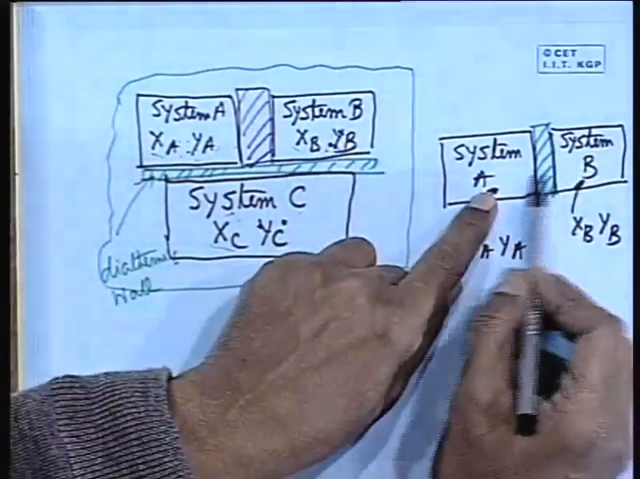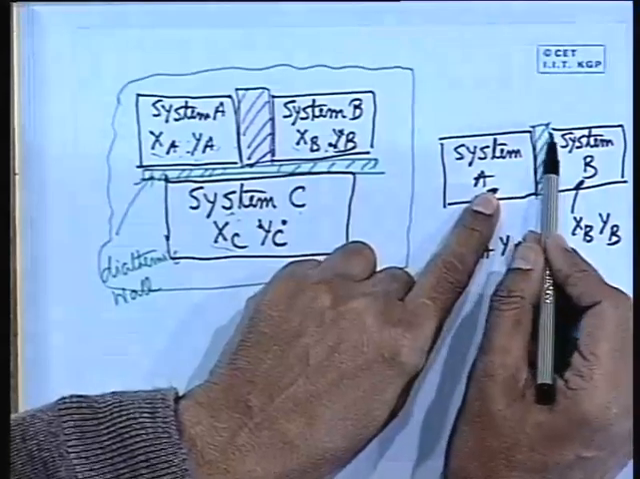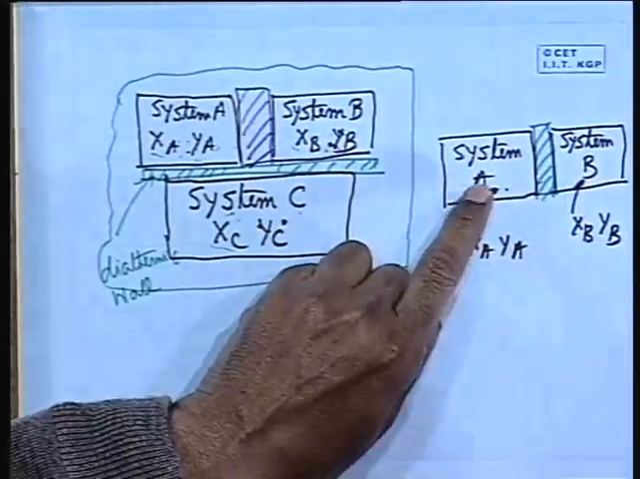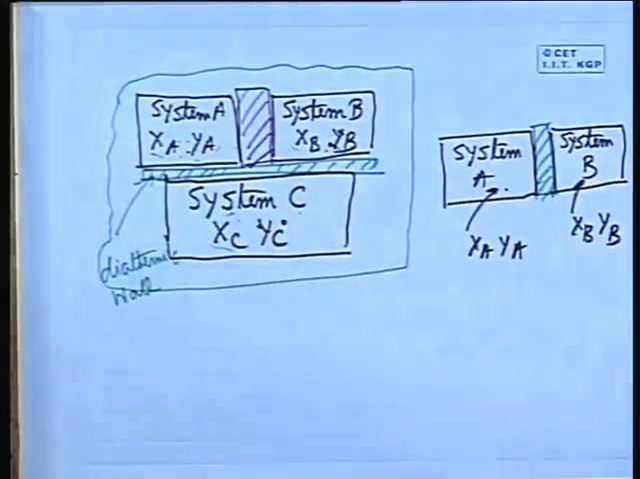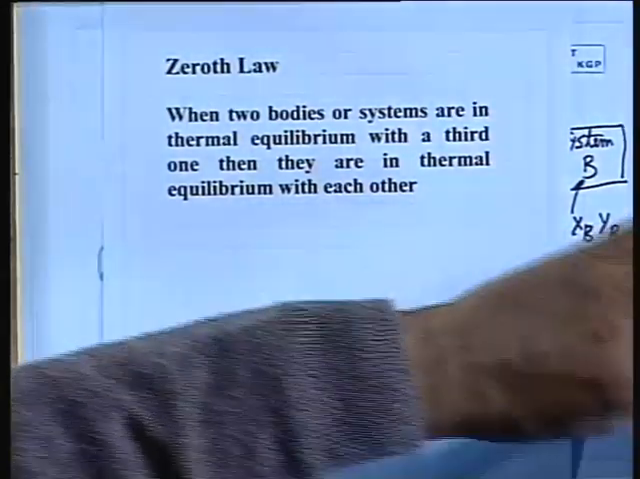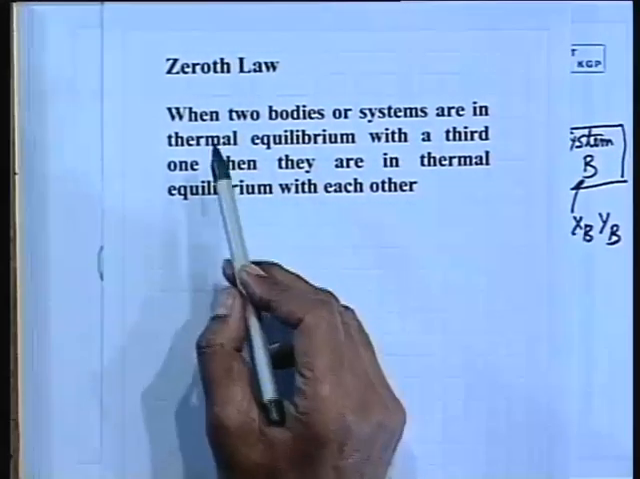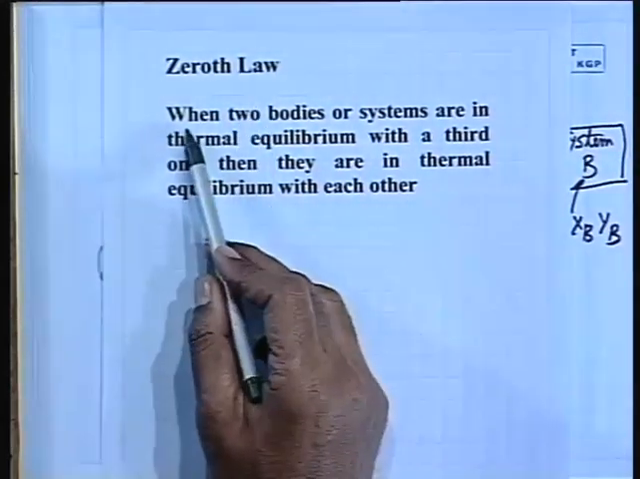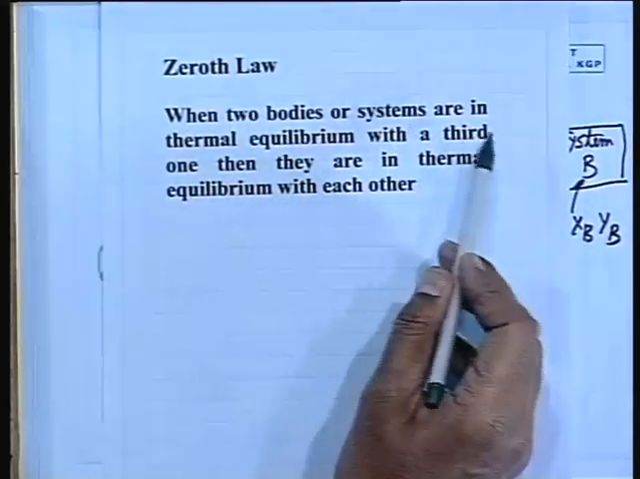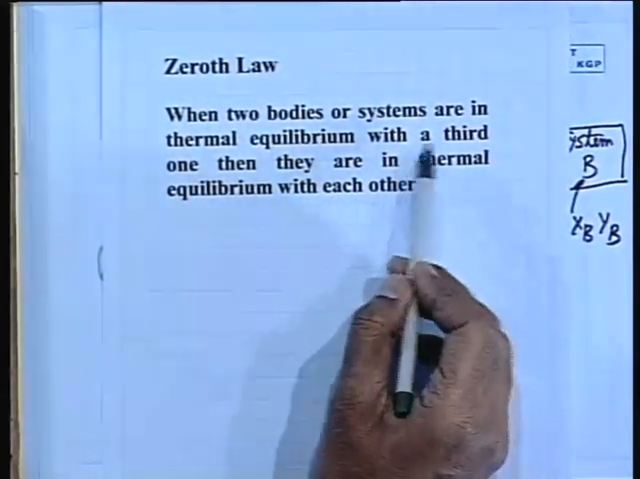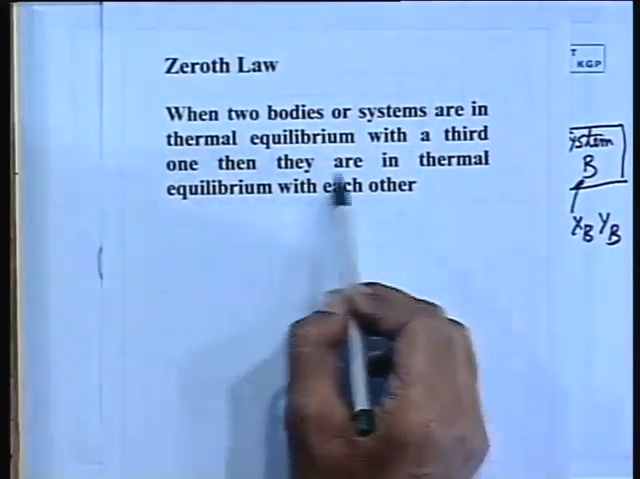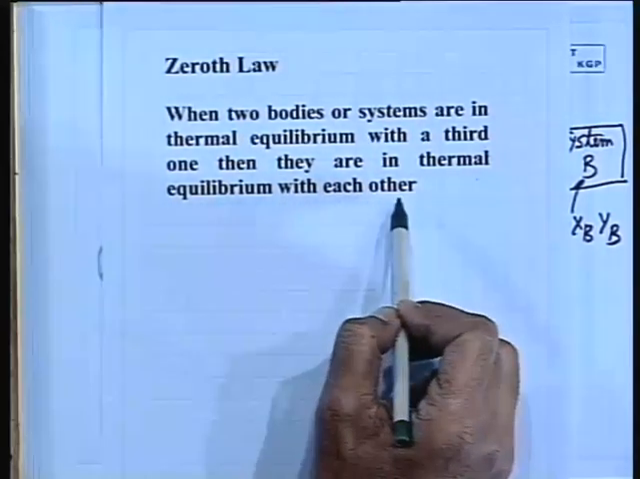Then if they are in communication with each other by a diathermic wall, their system does not change. This gives rise to the definition of the zeroth law. This phenomenon is known as the zeroth law of thermodynamics, which is very important in classical thermodynamics, which gives the definition of temperature. What is the zeroth law? When two bodies or systems are in thermal equilibrium with a third one, then they are in thermal equilibrium with each other.